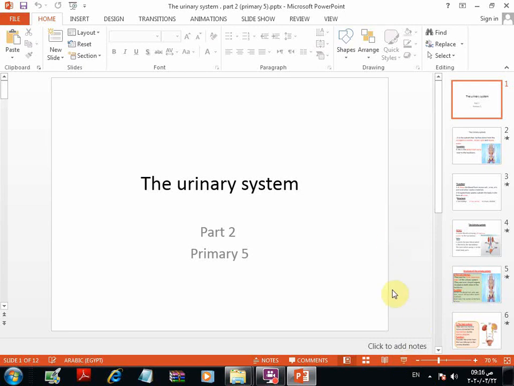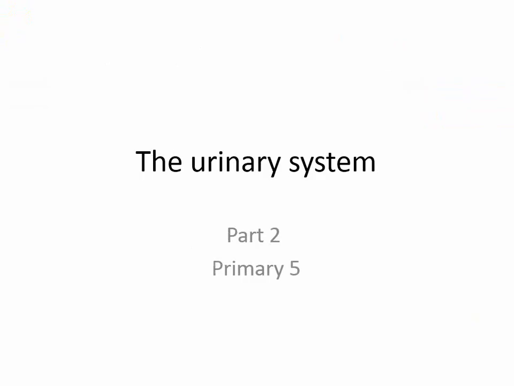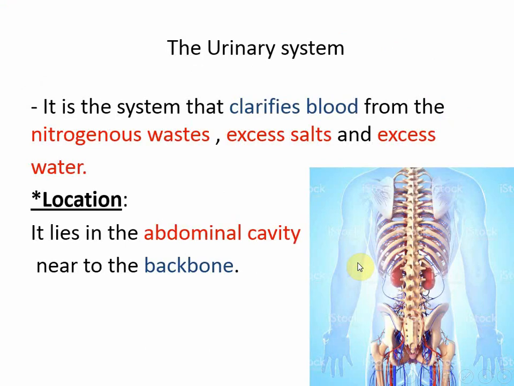Today we complete our lesson. What is the meaning of the urinary system? It is a system that cleans the blood from nitrogenous wastes, excess salt and excess water. What is the meaning of nitrogenous wastes? It is the wastes produced from the breaking down of proteins. The excess salt and excess water mean the salt and the water that are more than the body needs.